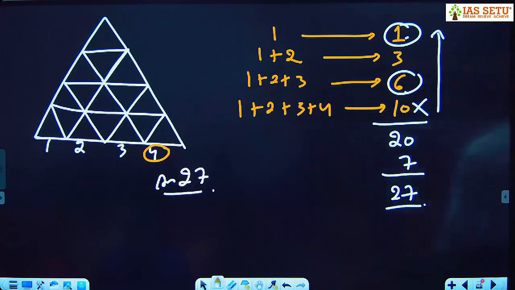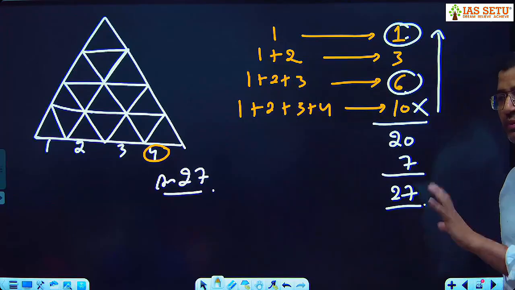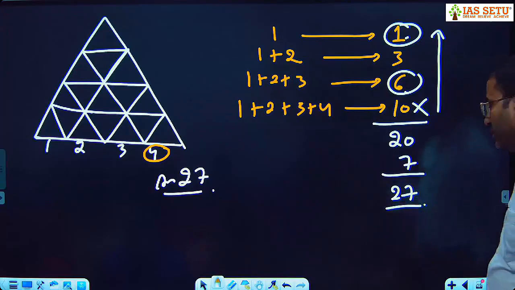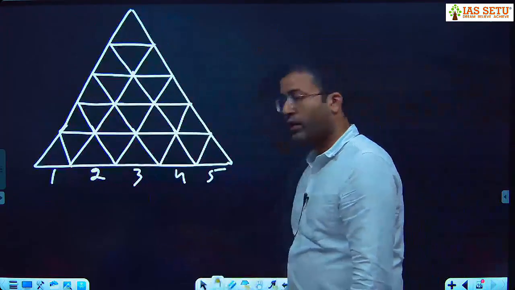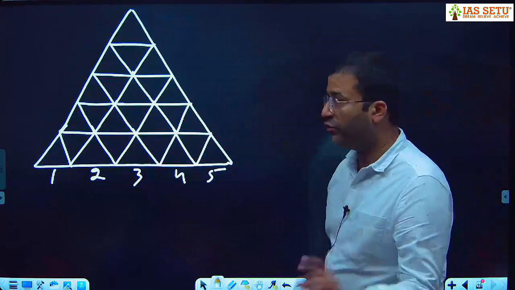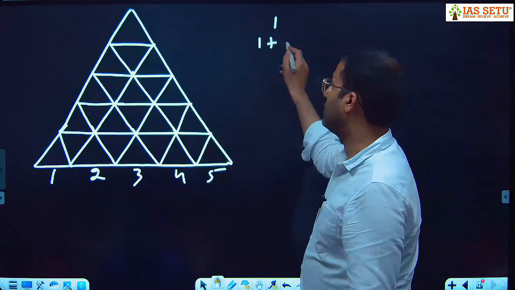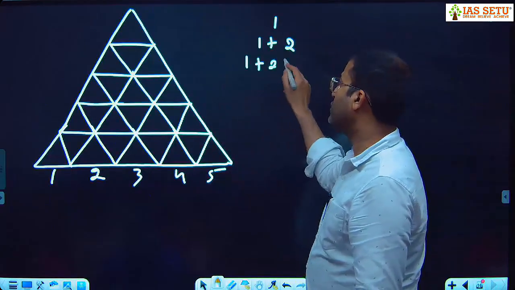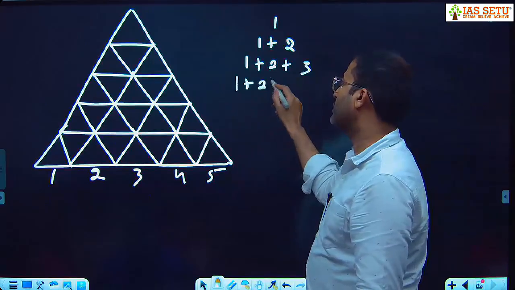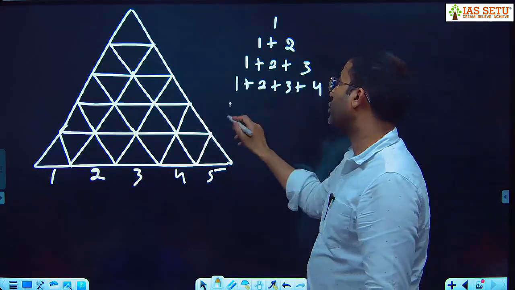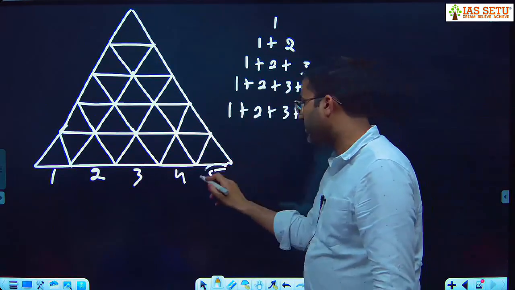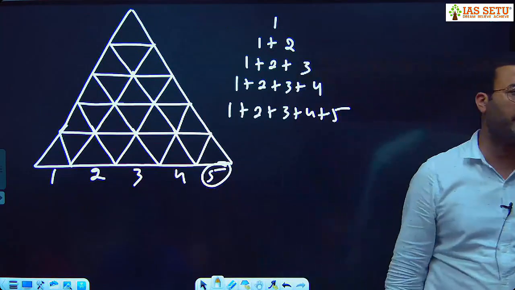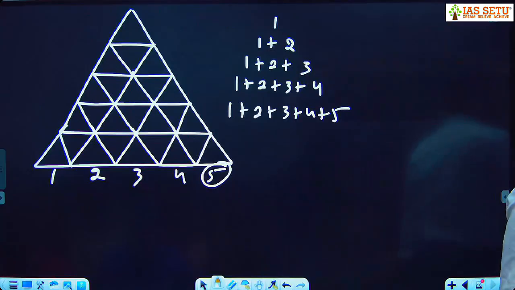I repeat, step by step. Don't worry, अभी मेरे पास एक example बचा है. Now, I solve step by step for you. Step number 1: 1 plus 2, 1 plus 2 plus 3, 1 plus 2 plus 3 plus 4, 1 plus 2 plus 3 plus 4 plus 5. Because the base is divided in 5 parts, at 5 I have to stop.